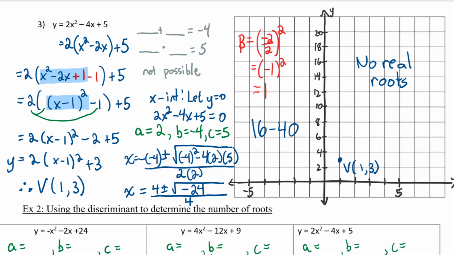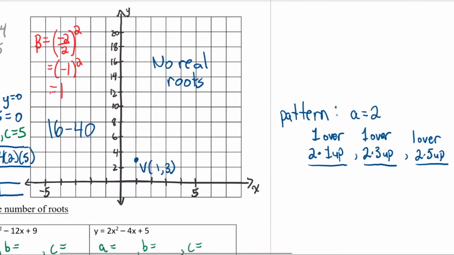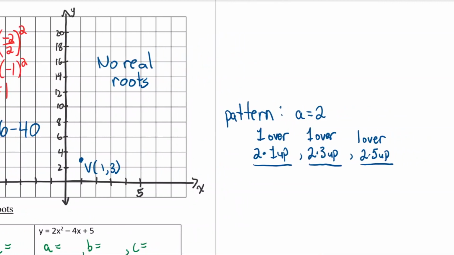All right. Now, if I wanted to just draw this for fun, I would look at my vertex form here, and I'd look at my a value and use my pattern instead. My pattern tells me usually it's 1 up, 3 up, and 5 up, but because a is 2, I go 2 times 1 up, so it gives me 2 up. 2 times 3 gives me 6 up. 2 times 5 gives me 10 up. So that's the pattern I'm going to use.